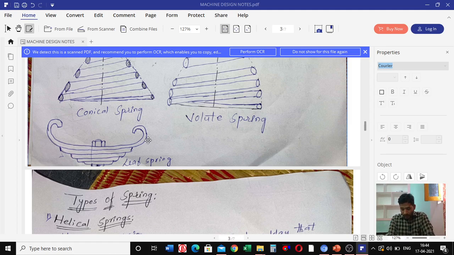So on the multi-leaf springs, they are mainly subjected to bending stress, or bending load is acting on these springs. These multi-leaf springs are widely used in automobiles, as well as in railroad suspension systems. We are using the leaf spring.